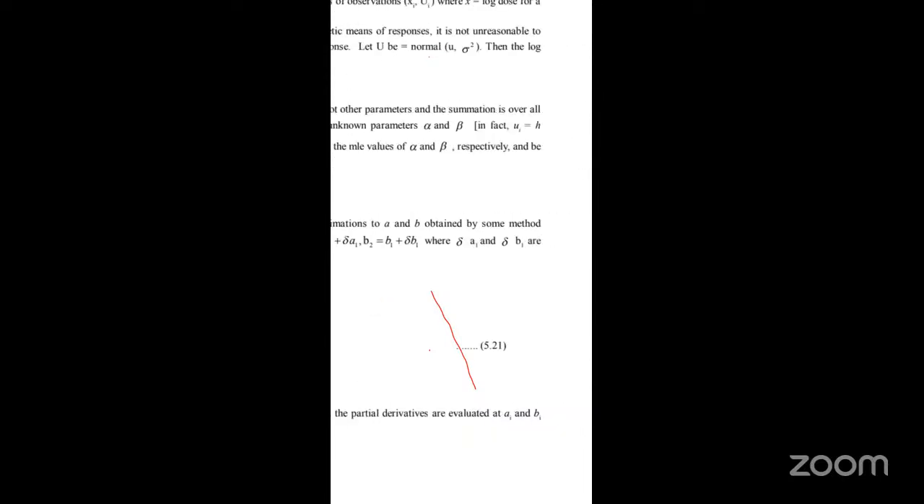Notice that u_i involves the unknown parameters alpha and beta, u = k(alpha + beta x_i), where a and b denote the MLE values of alpha and beta respectively. Then ∂L/∂alpha = 0 and ∂L/∂beta = 0, where a1, b1 are some sample approximations to a and b obtained by some method.